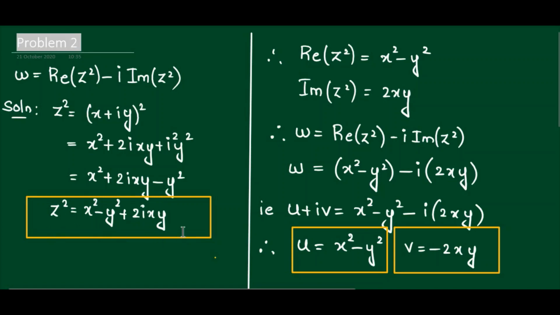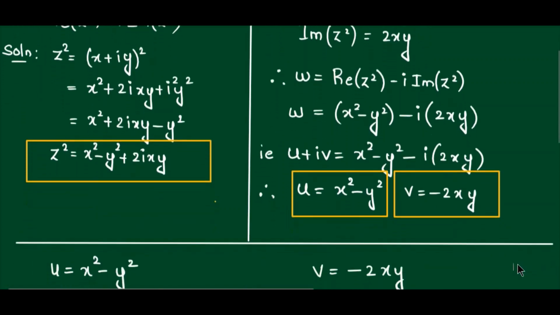Once you have obtained z square, what is the real part of z square? It is the terms without i, x square minus y square. Now the imaginary part of z square is the terms with i, it is 2xy. Once you have obtained real part of z square and imaginary part of z square, substitute in this given equation, and after substituting you get this equation. But we have to choose u and v from this equation. So here u is the real part of w, x square minus y square, and v is the imaginary part of w, that is minus 2xy.